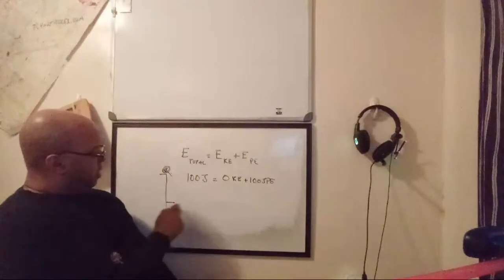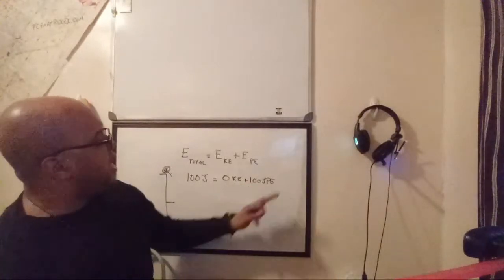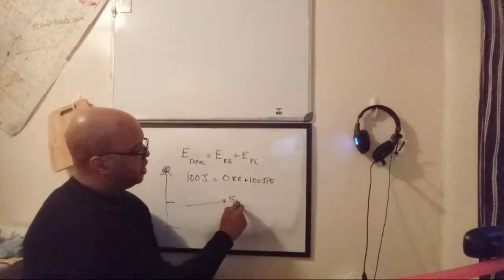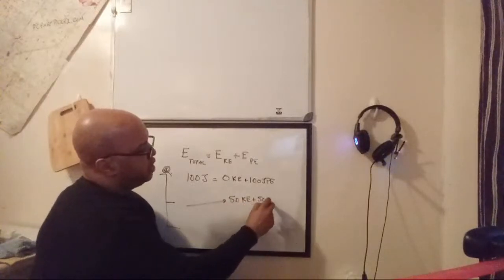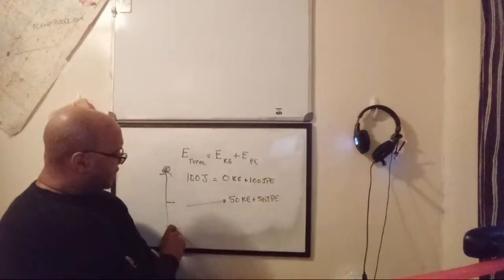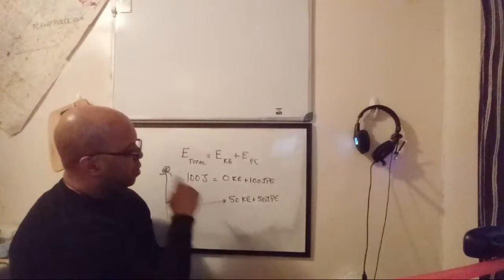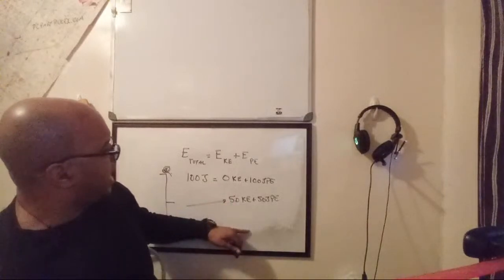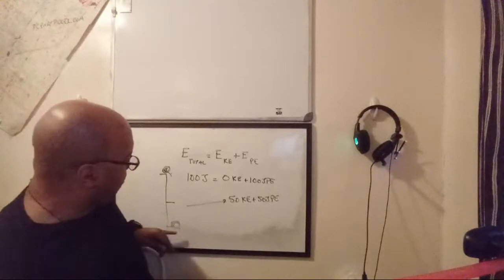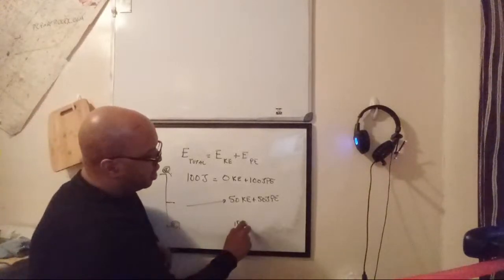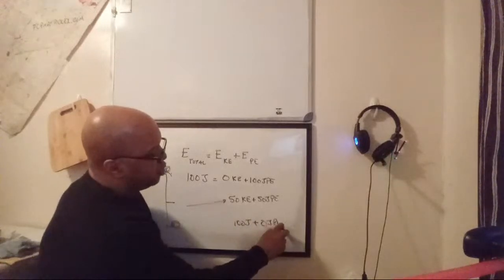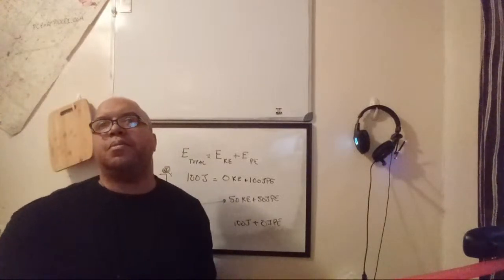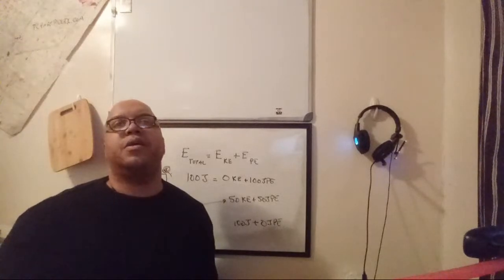When it got down halfway to the halfway mark, we're losing potential energy, but we're gaining our motion or kinetic energy. So at the midway point, we would have 50 joules of kinetic energy and then 50 joules of potential energy. And then when it got down to the bottom, right before it hits the ground, we'd have 100 joules of kinetic energy and then 0 joules of potential energy. So you have to understand the kinetic energy, potential energy relationship.